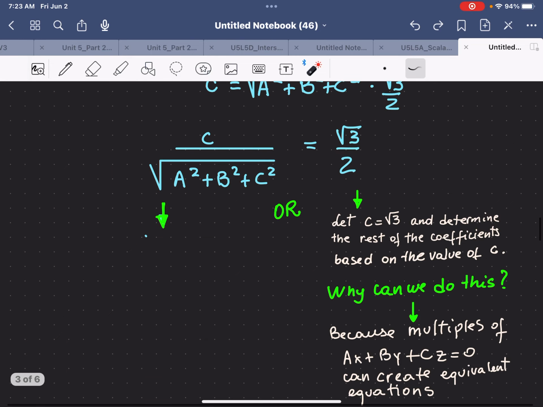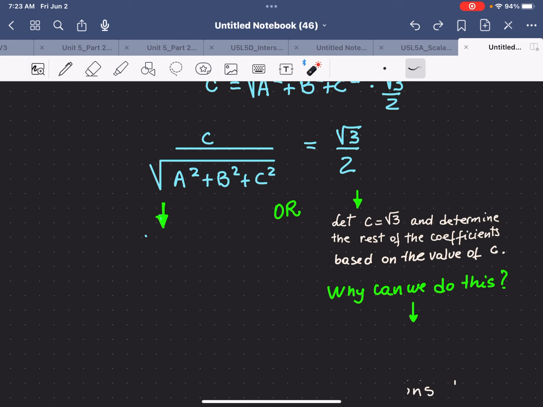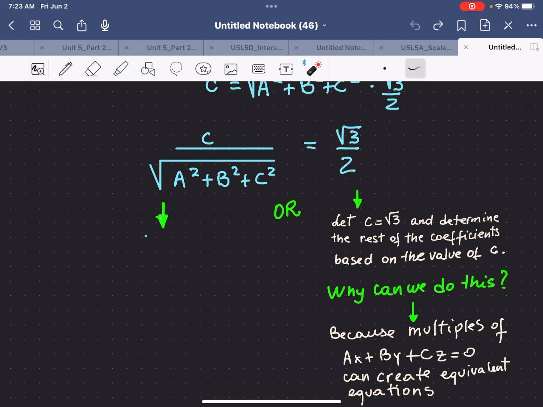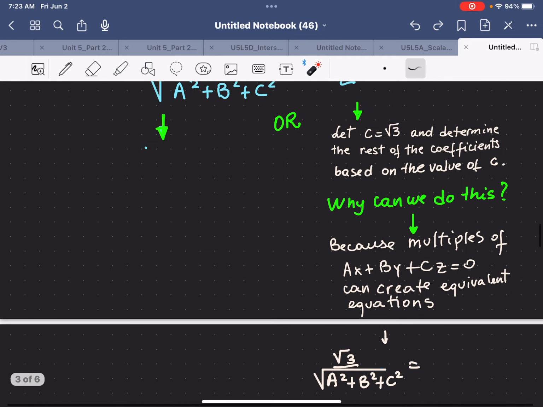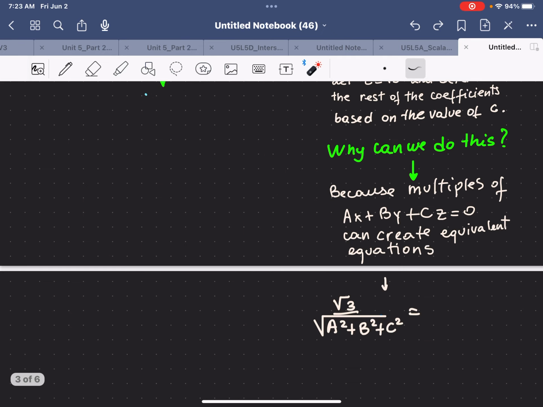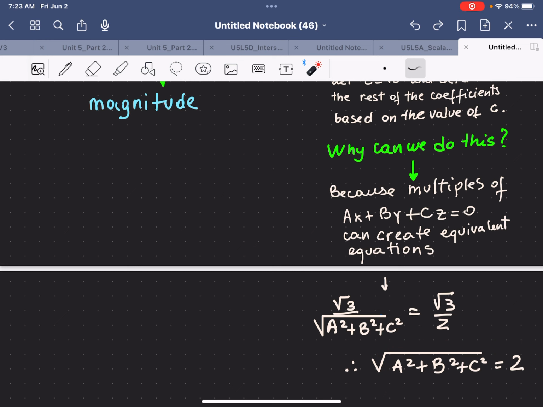Now, another option is by simply letting the value of... wait a second. Let's finish this idea first. So if c equals root of 3, then we'll have root of 3 over the square root of a squared plus b squared plus c squared equals root 3 over 2. And automatically that can set the square root of a squared plus b squared plus c squared equal to positive 2.